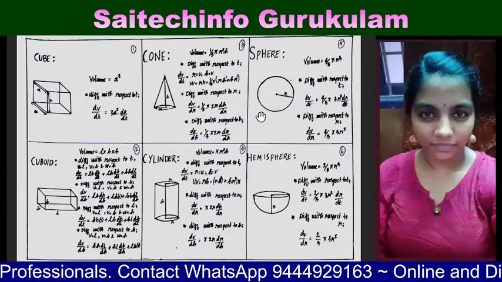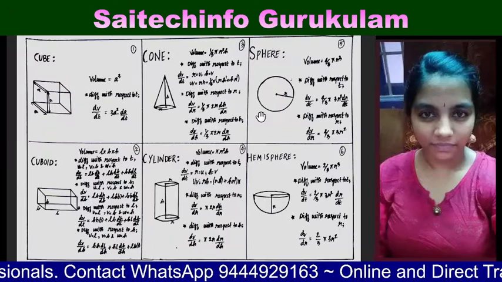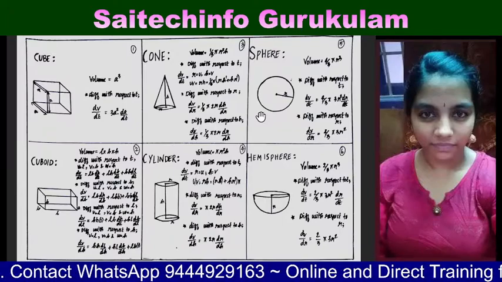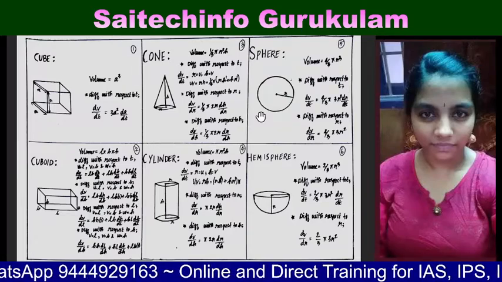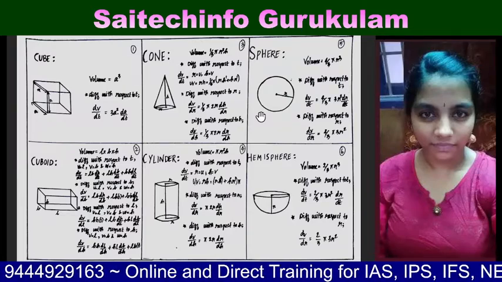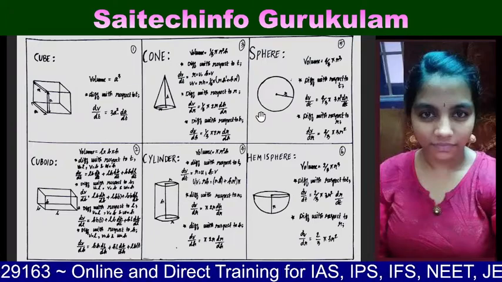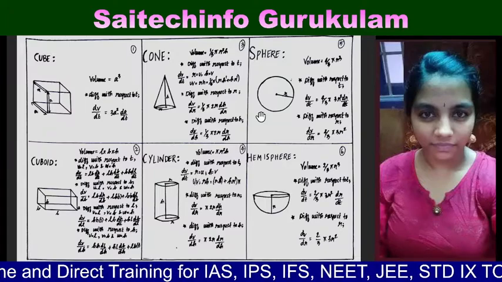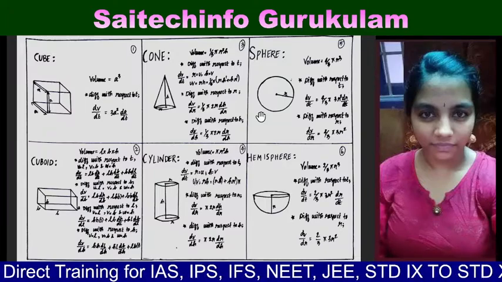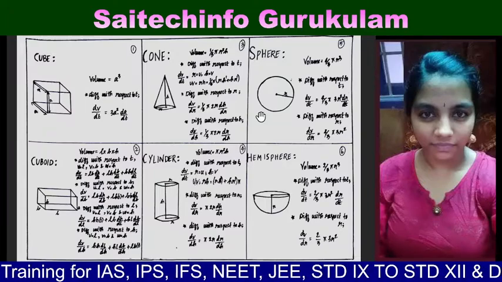Next shape is hemisphere. Volume of hemisphere is equal to 2 by 3 pi r cube. Differentiating with respect to t, dV by dt equal to 2 by 3 pi 3 r square into dr by dt. Differentiating it with respect to radius r, dV by dr equal to 2 by 3 pi 3 r square.